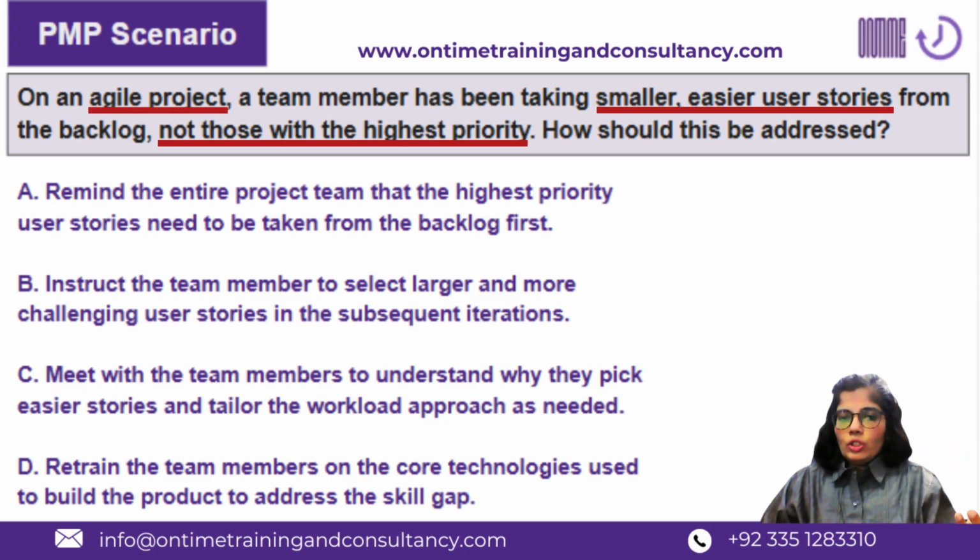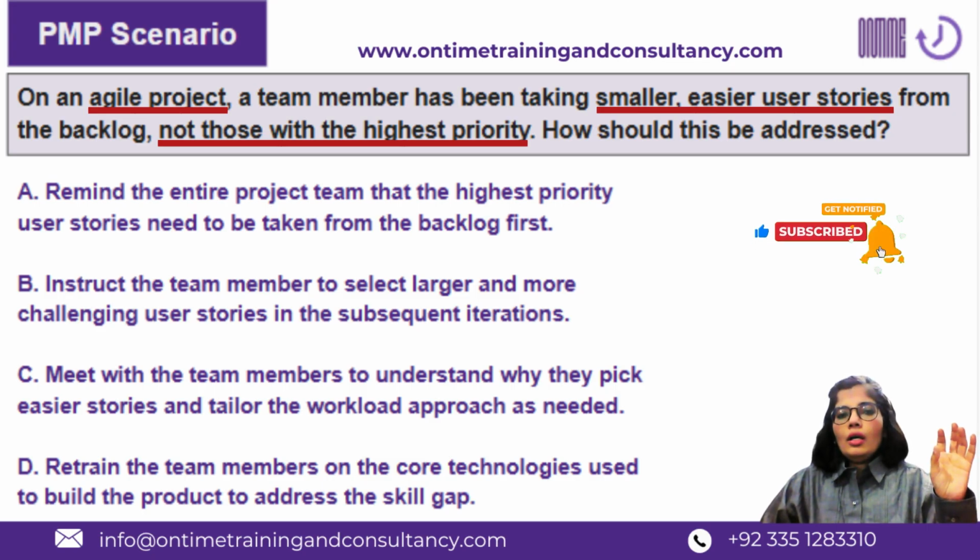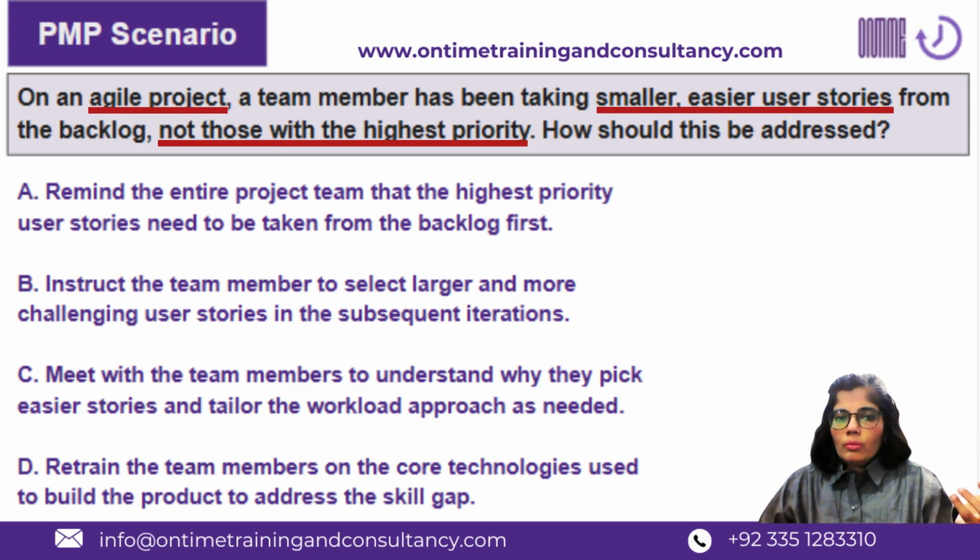The situation or the problem statement is that it's one team member who is being discussed over here. This team member is taking smaller, easier stories from the backlog, not those prioritized by the product owner in the product backlog. So he's actually compromising the priority. And we need to find the cause. We need to understand the why part of this situation.